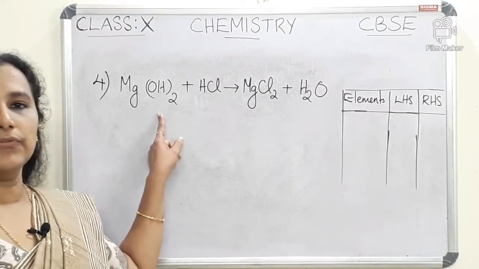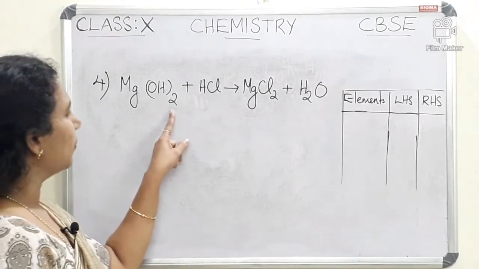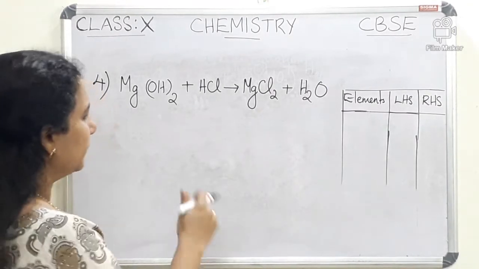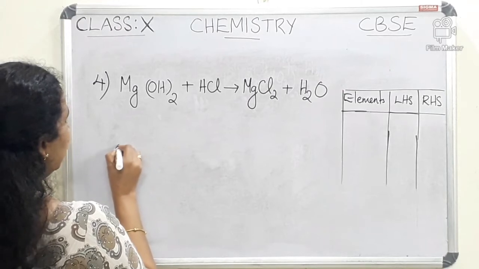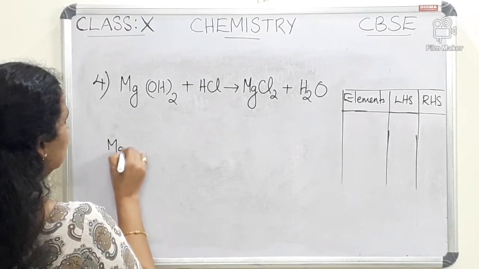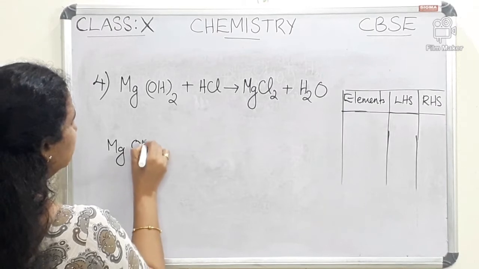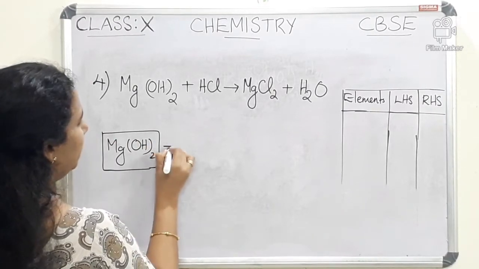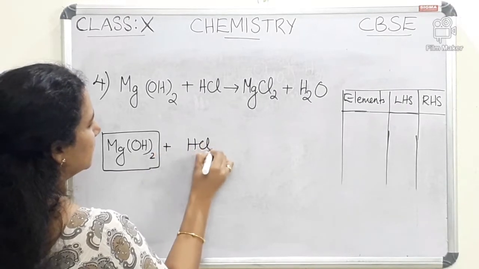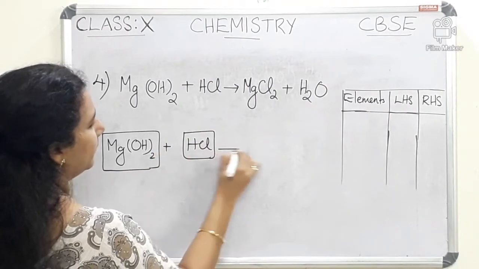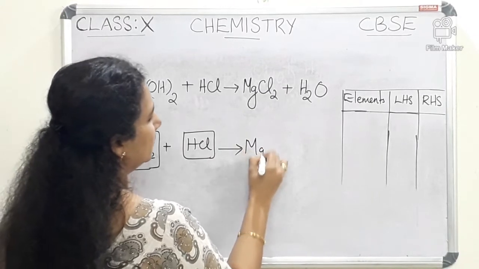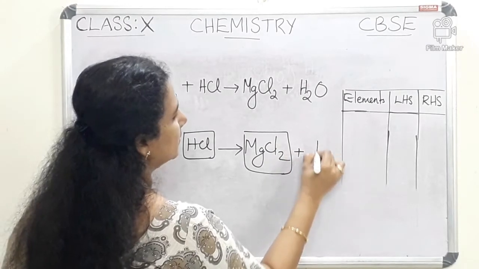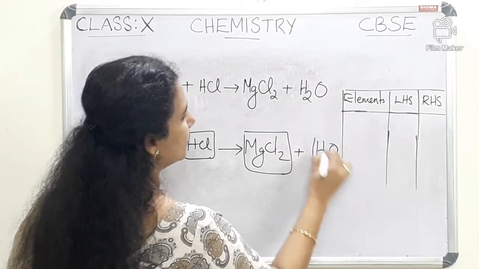So this is the fourth equation. Mg(OH)2 plus HCl gives MgCl2 plus H2. For balancing this equation, first of all we have to write boxes. Mg(OH)2 plus HCl gives MgCl2 plus H2.